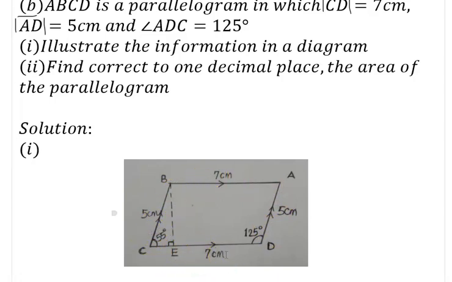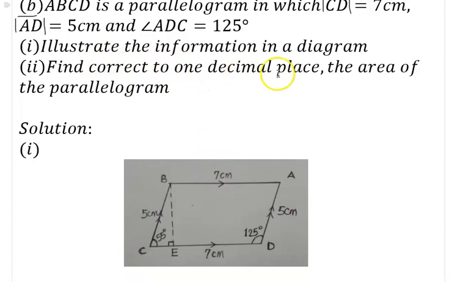So we are given the angle to be 125. You know, 125 is actually more than 90 degrees. So that's why it's slanting this way. And if it's slanting this way, the remaining part here, 180 minus 125, gives 55. That's why you have the 55 here, slanting. So we've been able to illustrate the information in the diagram.